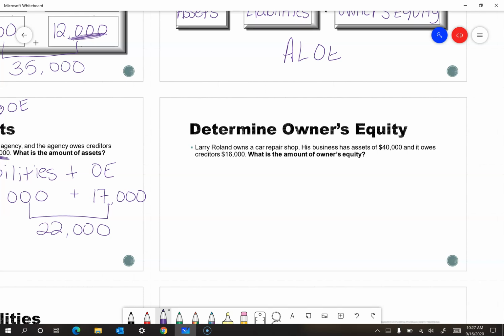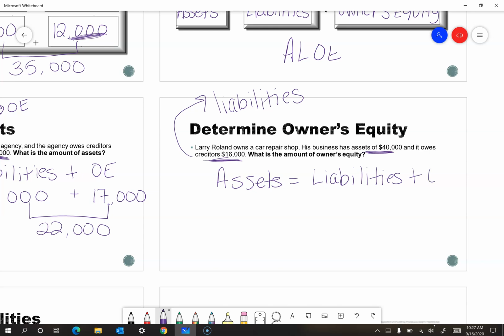Larry Rowland owns a car repair shop. His business has assets of $40,000 and owes his creditors $16,000. Remember, creditors means liabilities. All right, so we're going to write our equation. Assets equals liabilities plus owner's equity. All right, so we're looking for owner's equity. We know that there is $40,000 in assets, and he owes his creditors $16,000. So how much do we have in owner's equity? This is what we're looking for.